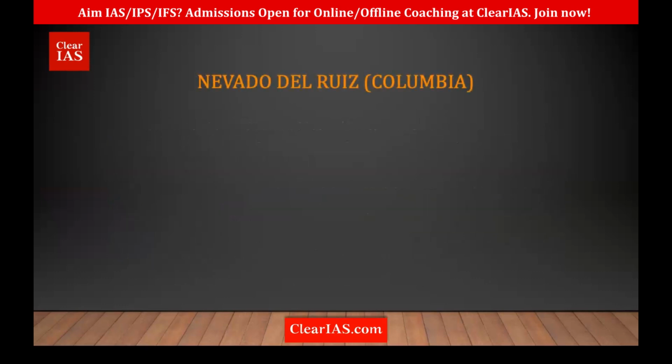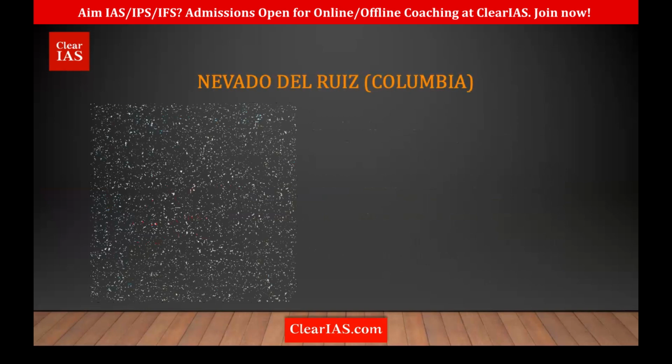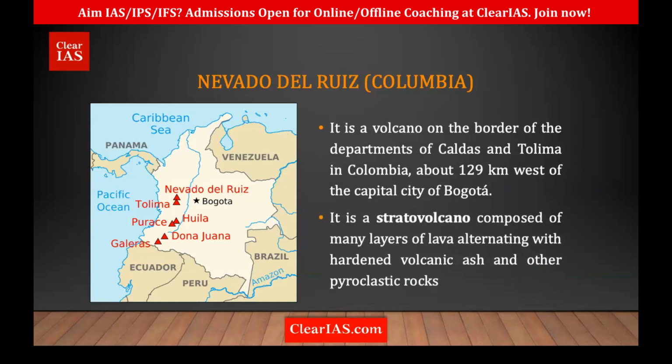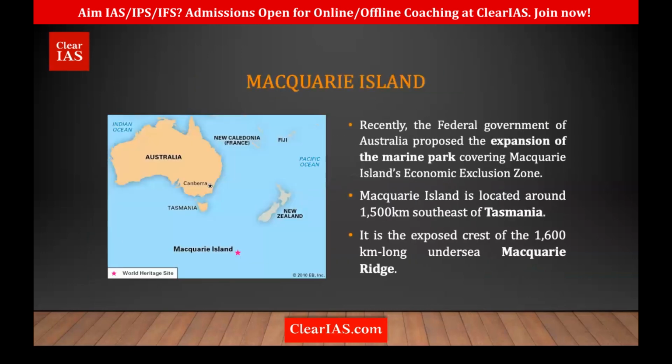Then there's Nevado del Ruiz. It is a volcano in Colombia which is about to erupt, and people are being evacuated. Remember at least this: it is a stratovolcano. Then there's Macquarie Island. It is in Australia. The government is trying to expand the marine part, covering the Macquarie Island exclusive economic zone. It is part of Tasmania. So this is Tasmania here and Macquarie Island here. Earlier it was also covered under the Tasmanian Park area.